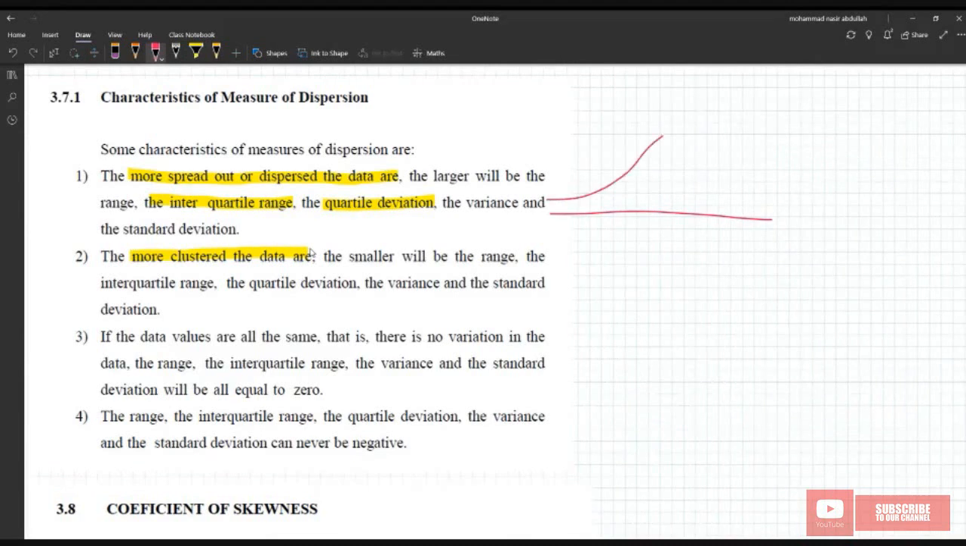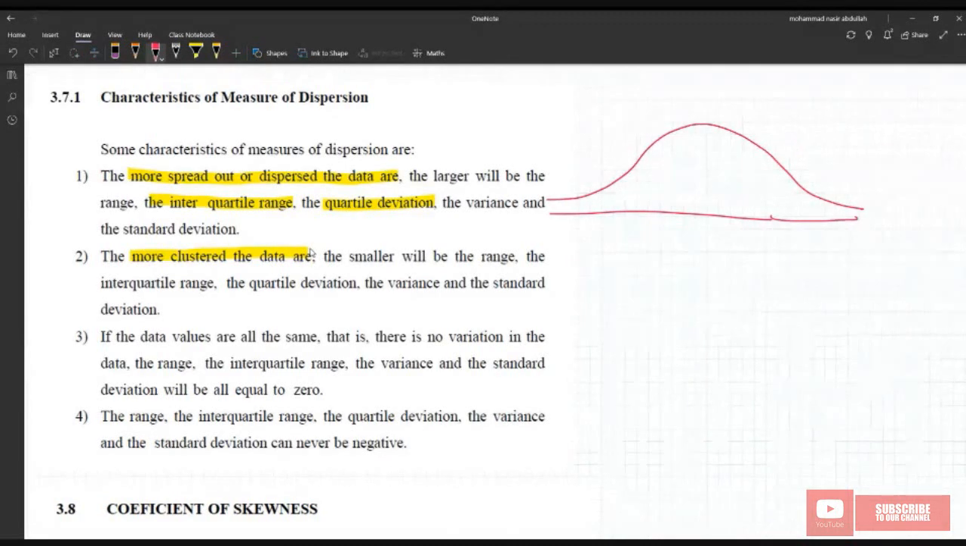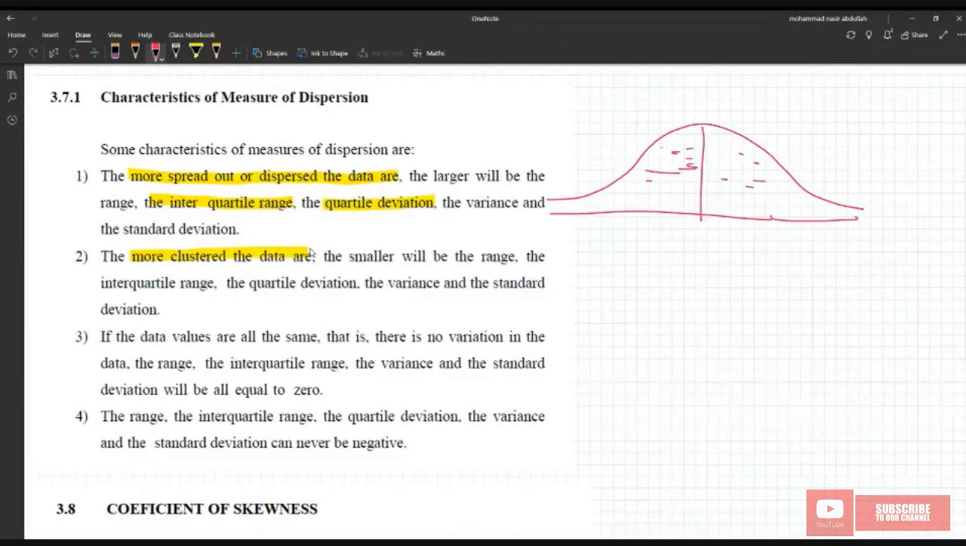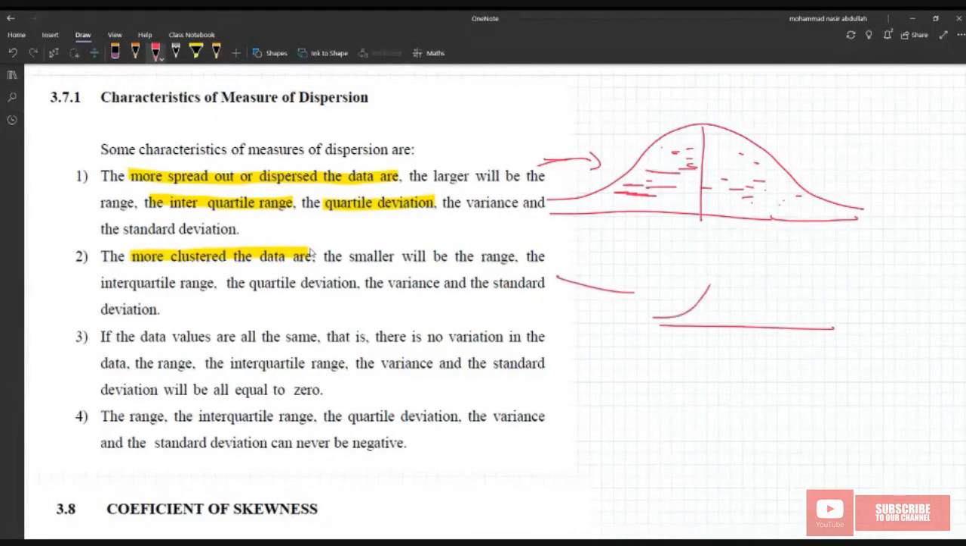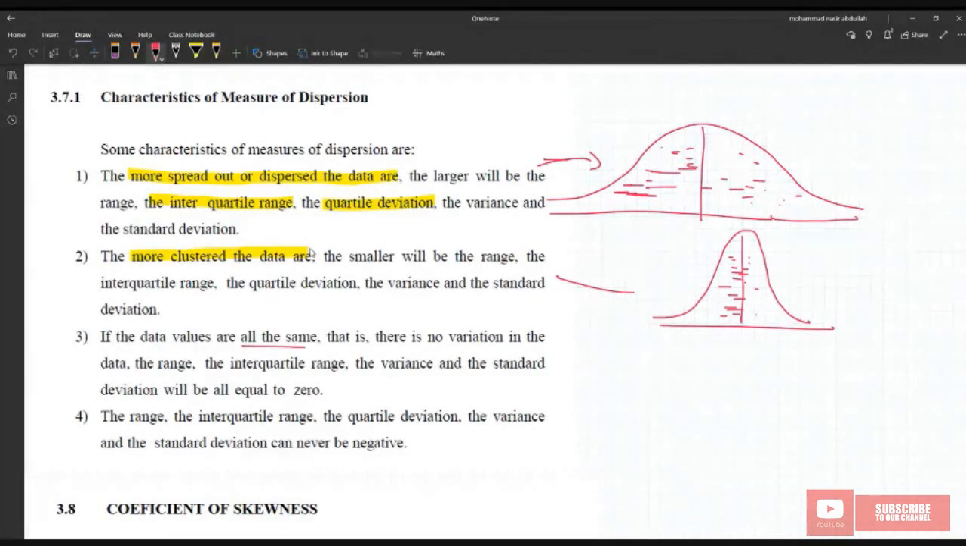This is disperse, mesti dia akan nampak macam disperse sikit, besar. So data dia akan disperse around the mean, right? So this is disperse. So, kalau dia clustered means dia akan bentuk macam ni, right? So data dia akan lebih tertumpu, right? So the more clustered the data, the range value, interquartile range, quartile deviation, variance and standard deviation akan jadi kecil, very small, right? If the data values are the same, there is no variation in the data and they don't have a range, right?